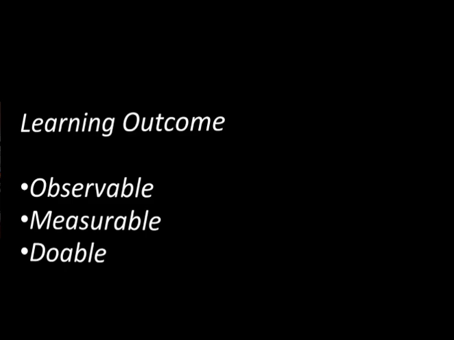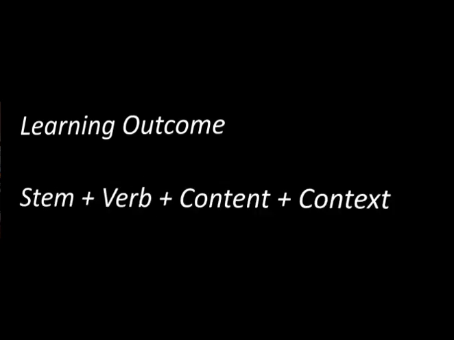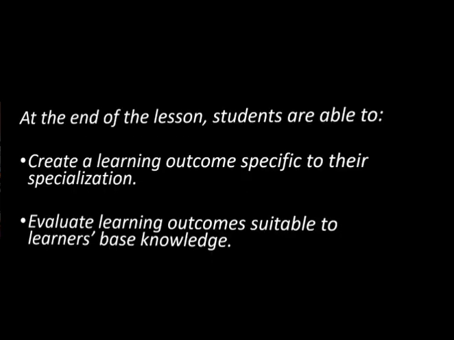It means that whenever we construct a learning outcome, it is something that can be demonstrated back by students and we can observe it. The basic structure of a learning outcome is composed of a stem, verb, content, and context. For example, if the learning outcomes of this instructional video are the two, I should compose this learning outcome in such a way that it will follow a logical structure. At the end of the lesson, students are able to create a learning outcome specific to their specialization and evaluate learning outcomes suitable to learners' baseline knowledge.